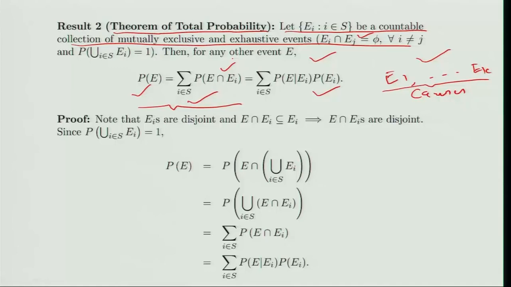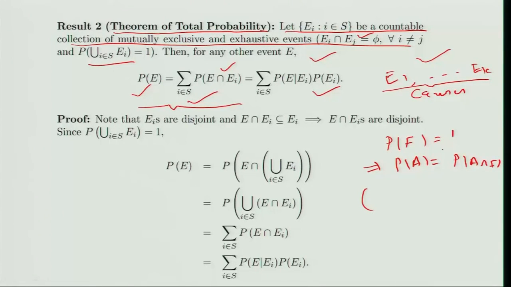Now let us try to prove it. The proof is very simple. I'll use the fact that if the probability of F is 1, then this implies that the probability of any event A is the same as the probability of A intersection F.